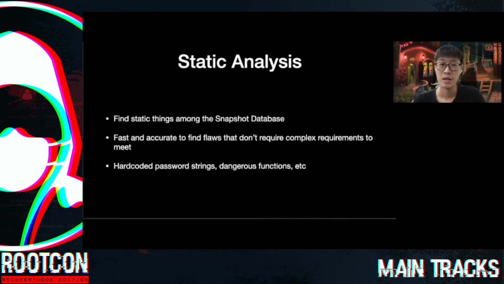So our first analysis is called static analysis. It is basically the very straightforward methodology for analysts to do this analysis. It is very easy to use, and you can use it to find static things among the snapshot database. It is very fast and accurate to find flows that don't require complex requirements to meet. So it is better to use this way to find things like hard-coded password strings, misuse of dangerous functions, etc.